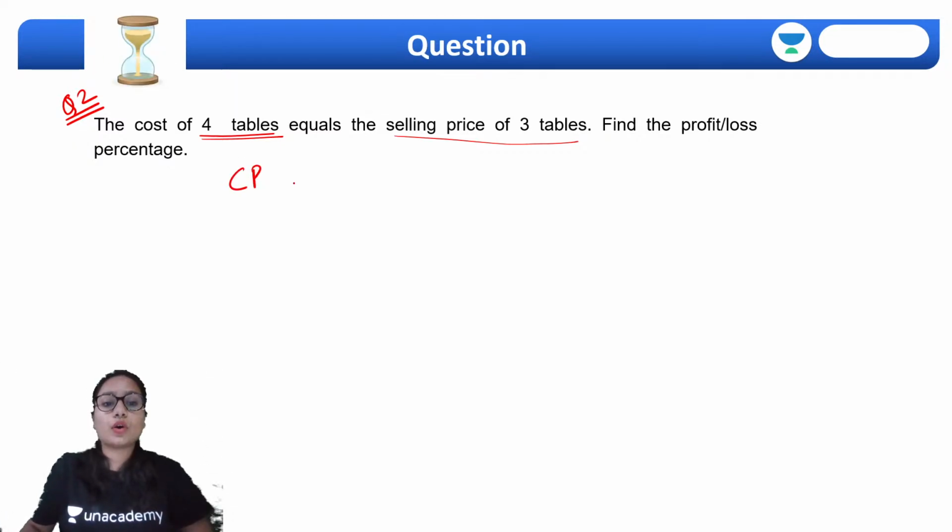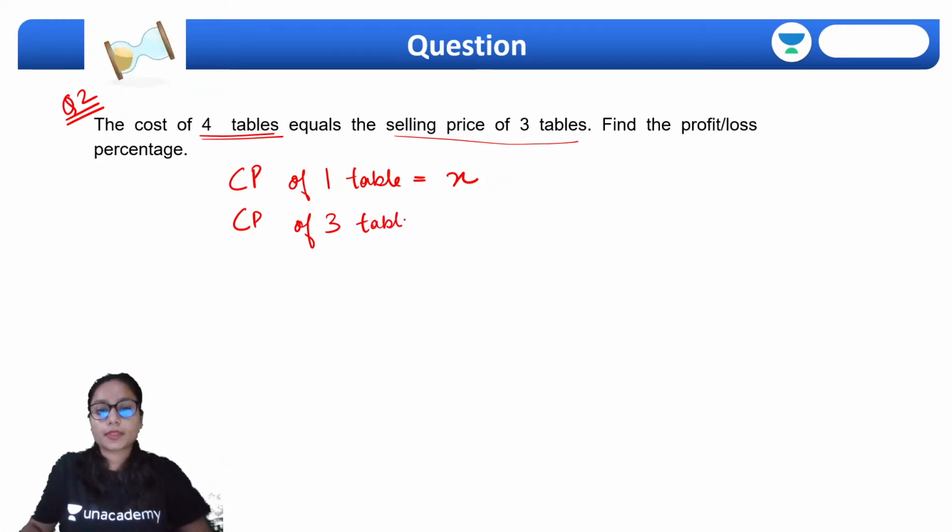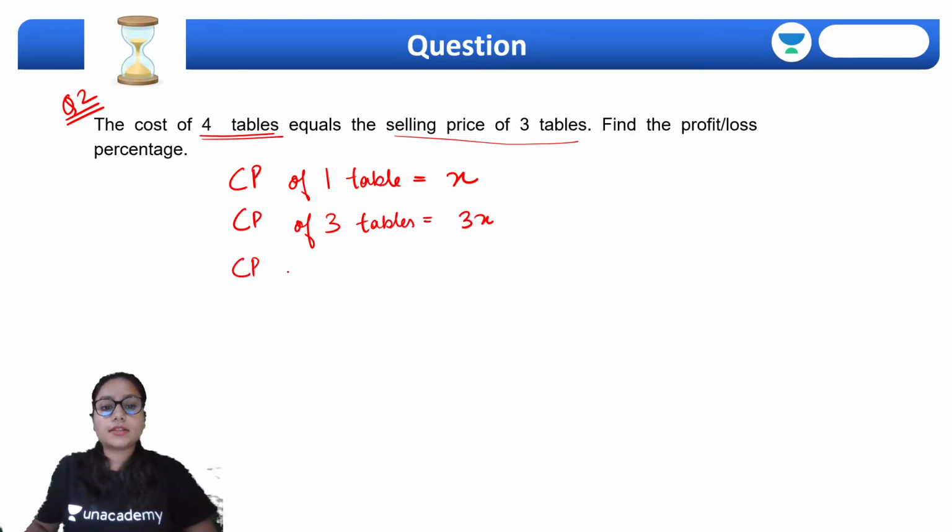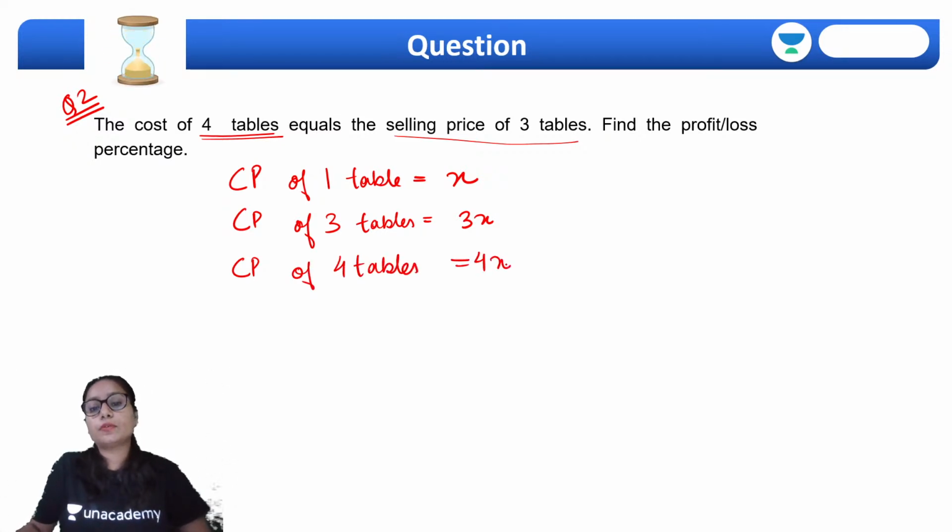Let us take that the cost price of one table is equal to X. So what is the cost price of 3 tables? This will be equal to 3x. Let us calculate the cost price of 4 tables also. So the cost price of 4 tables will be equal to 4x.